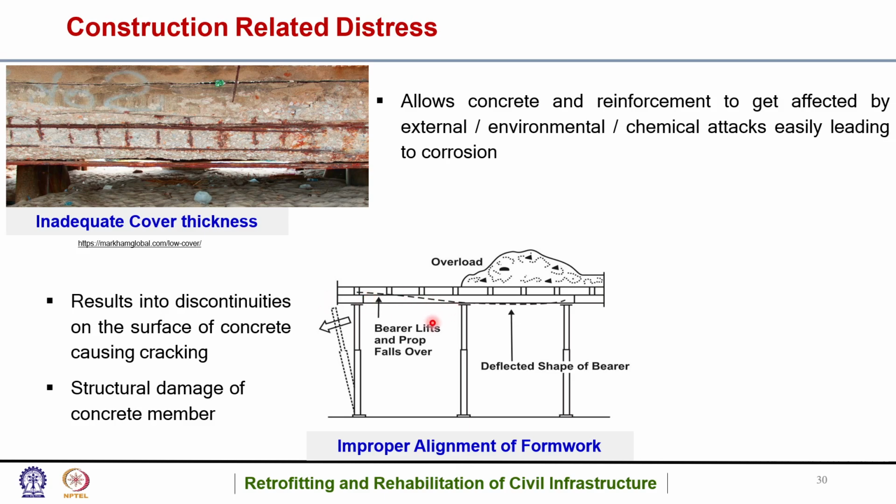That means the bearer, because it got sagged here, leaves the prop. This is the prop which is supporting the bearer; during formwork, the support is called a prop. If the bearer leaves, the prop will fall over. If this type of incident happens, it will result in discontinuities on the surface of the concrete, which will cause cracks, and there will be structural damage to the concrete member.